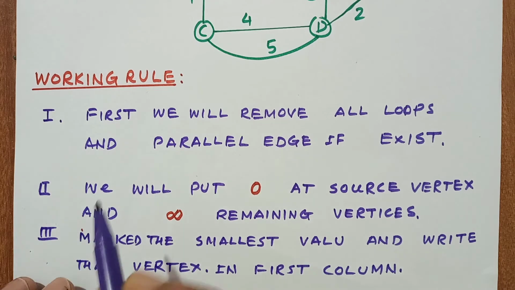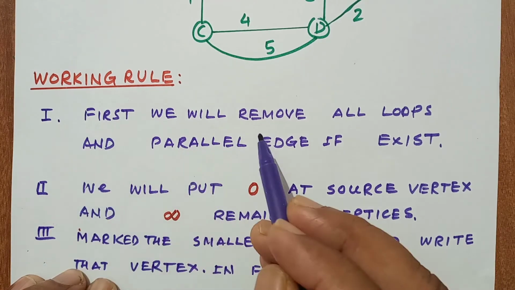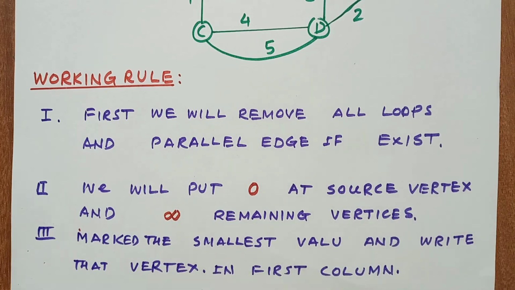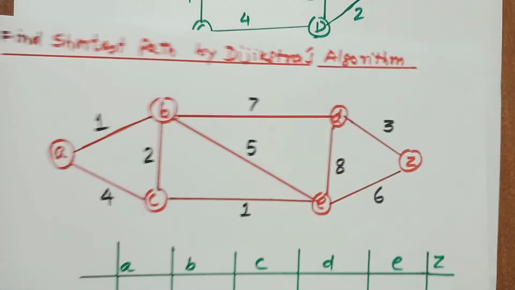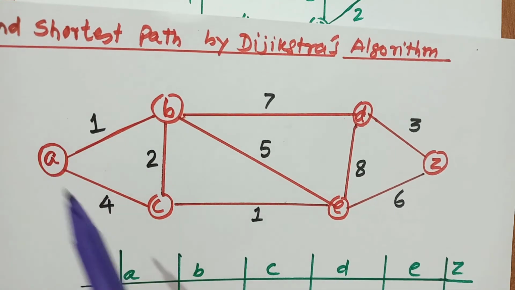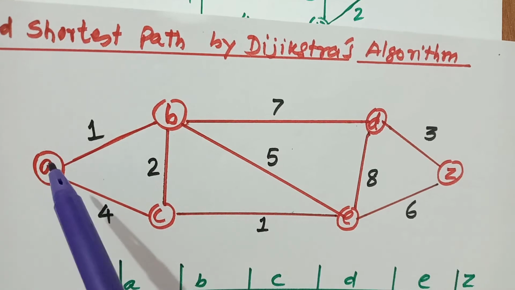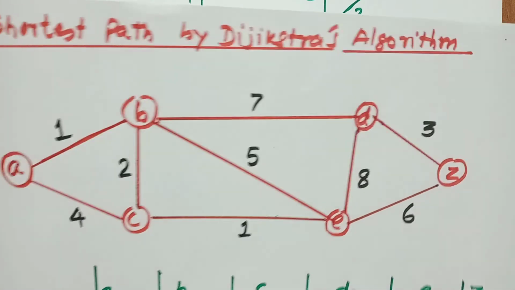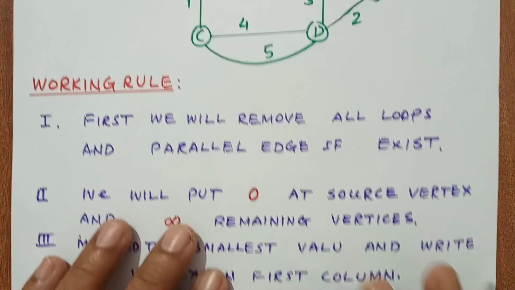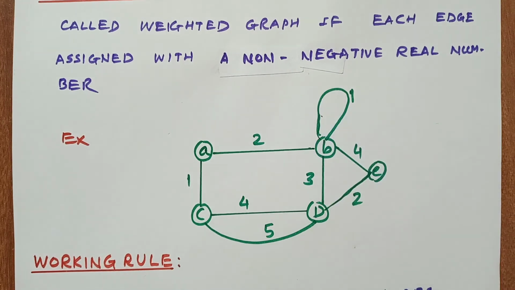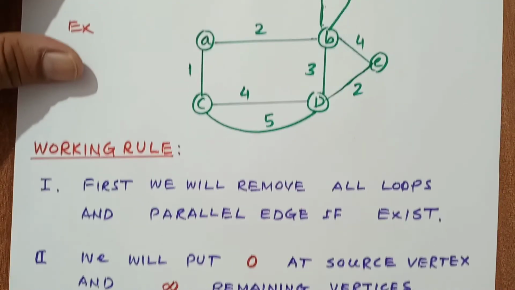The first step is to remove all loops and parallel edges if they exist. For example, this is a graph. In this graph there is neither any loop nor any parallel edge, so no need to use this first step. But if in this graph, here this is a loop and this is a parallel edge, first we will remove this loop and parallel edge. So this is the first step.